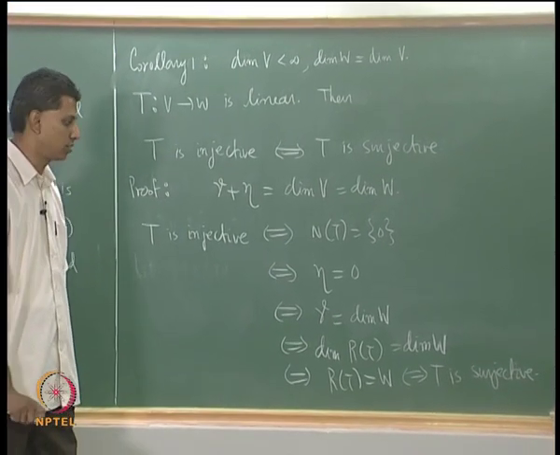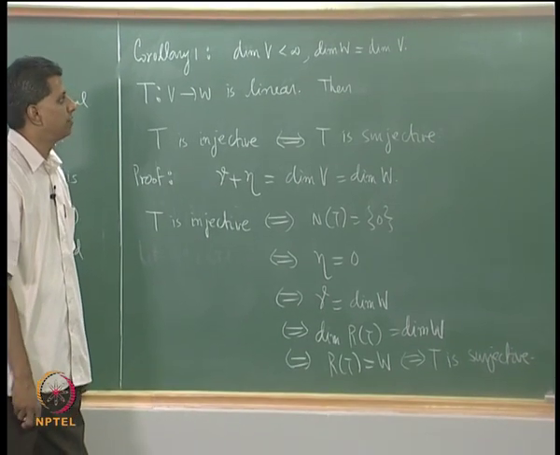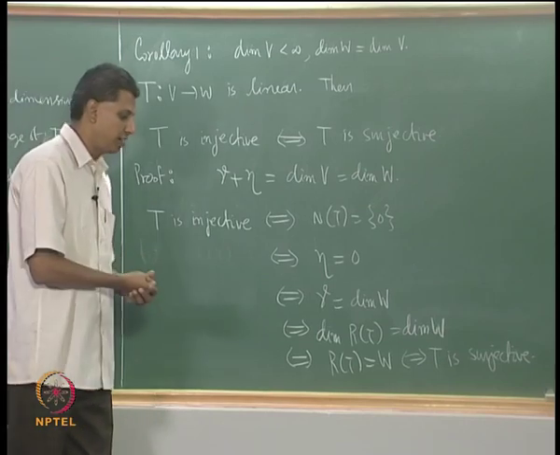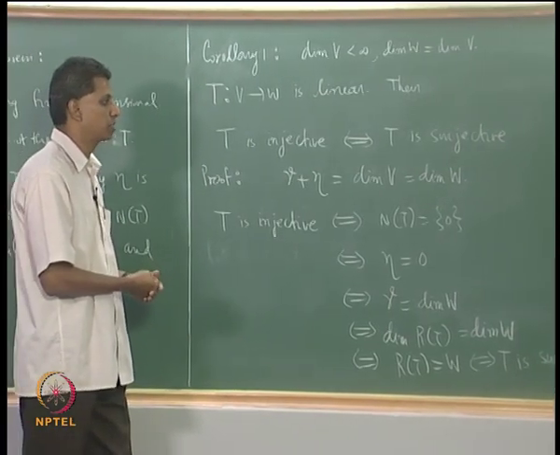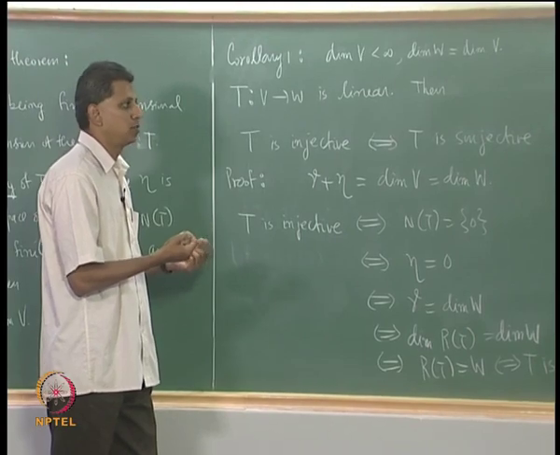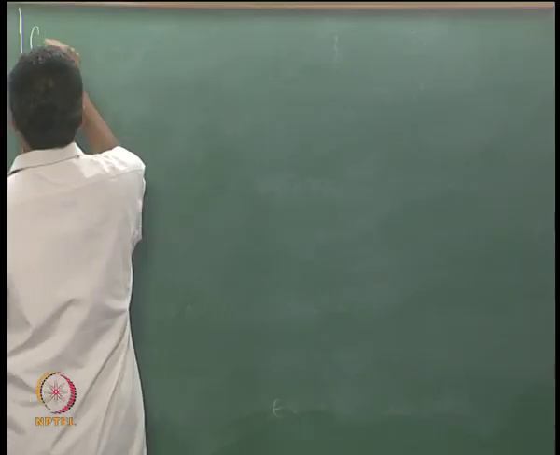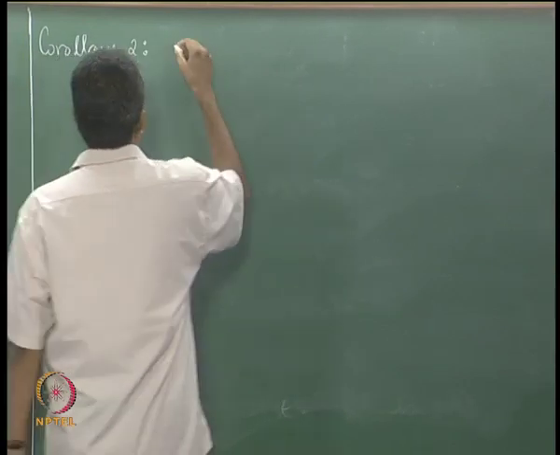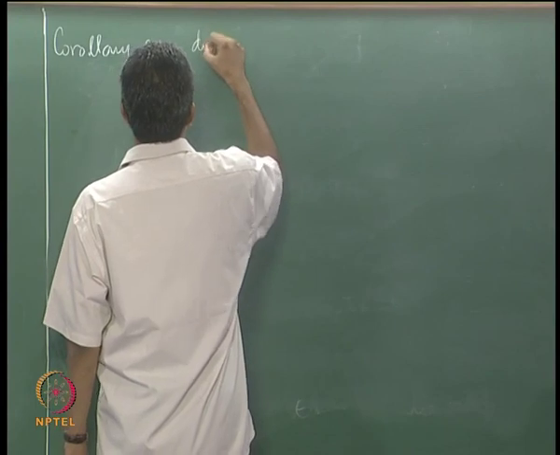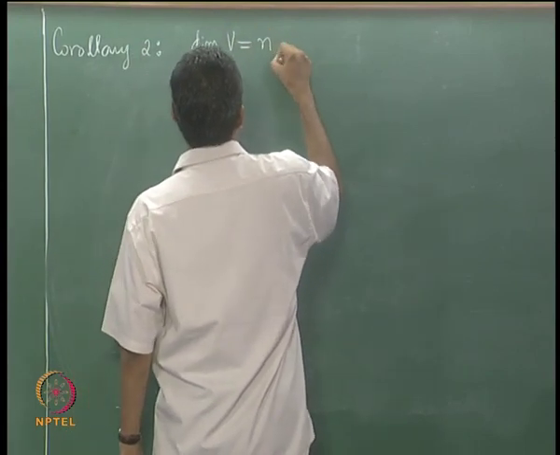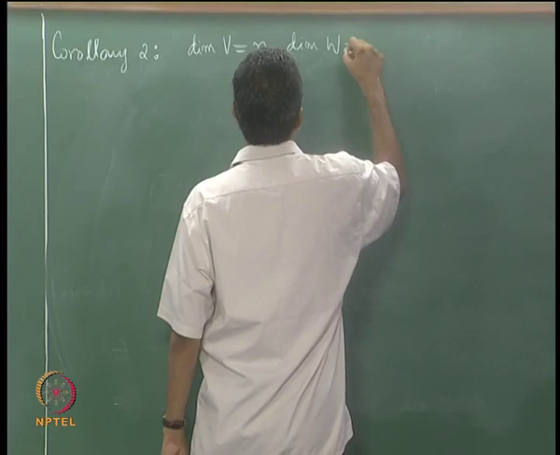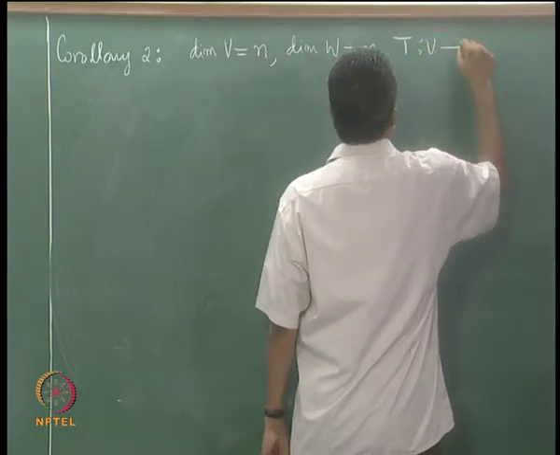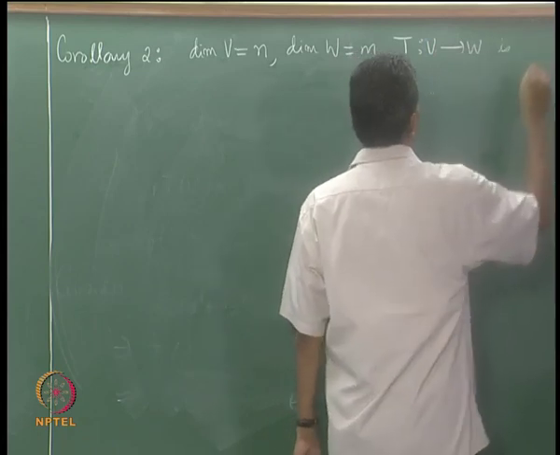Okay, this is one of the consequences. Suppose I have a relationship between dimension V and dimension W. Look at the finite dimensional case. When both V and W are finite dimensional, these two are integers, and one can compare them. I will state this as the next corollary. Again, V and W are finite dimensional. This time I'll assume dimension V to be N, dimension W to be M, and T from V into W is linear.